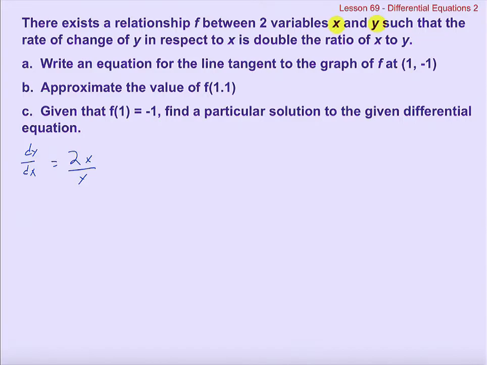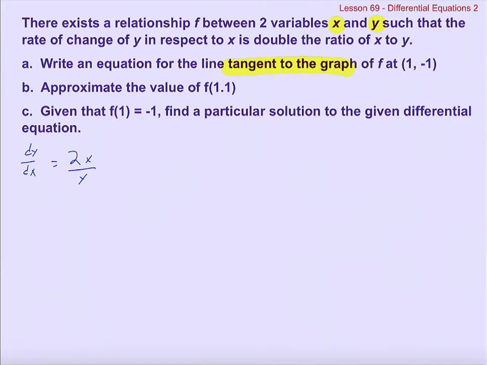Then we want to write an equation. Notice how they're not immediately asking us to solve this. So while your first instinct might have been, oh, let's separate the variables and integrate both sides, read the question first. We don't actually get asked that right away. Write an equation for the line tangent to the graph of f at (1, -1).